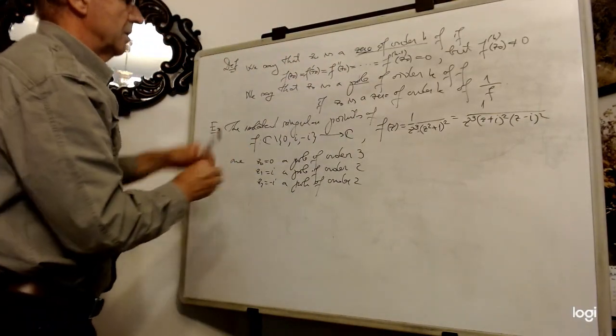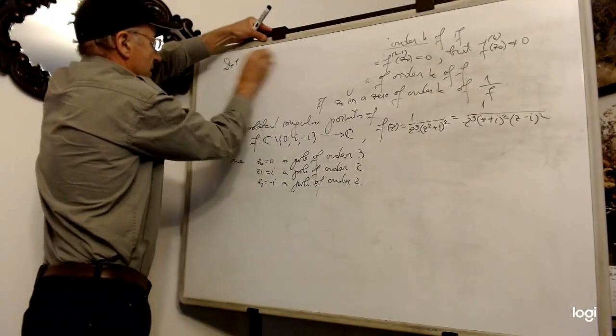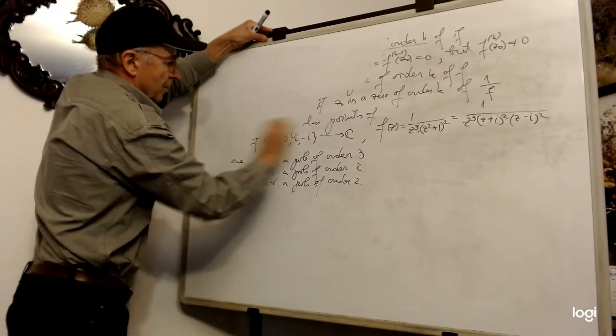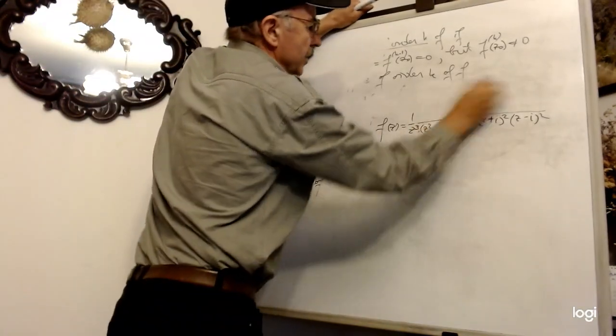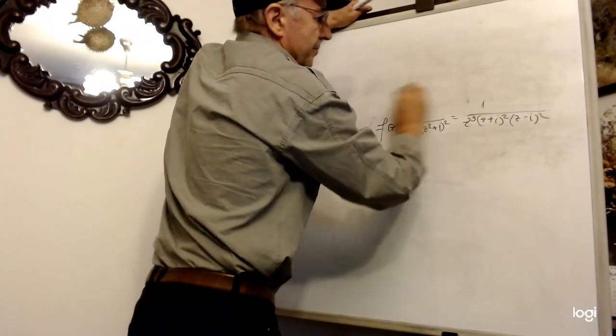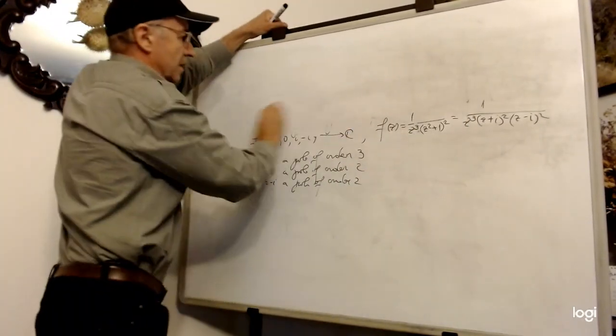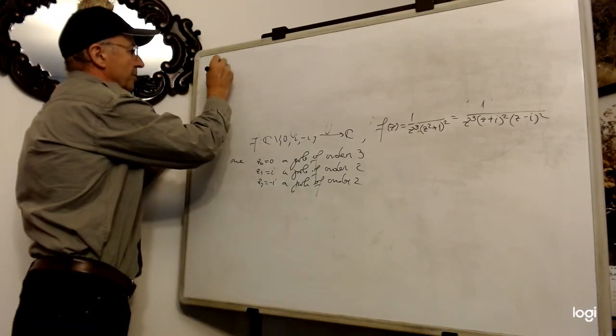Now, a very important result. It is possible to prove that around a pole of order k, the Laurent series has the following form. Proposition.